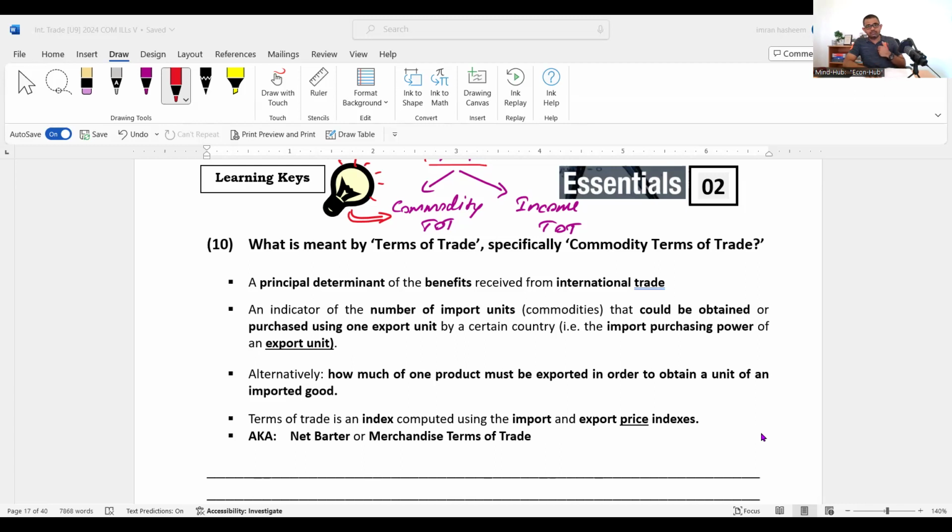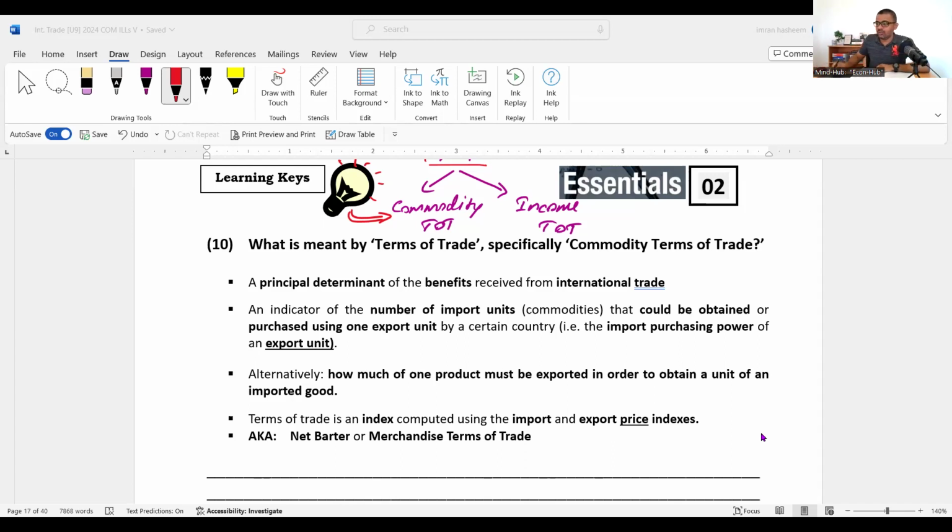So if terms of trade is appreciating or favorable, that means we are benefiting more from international trade. Because what we earn from the world, we can import more goods from the world. Listen carefully: if a country's terms of trade is improving, that country is able to import more from the rest of the world from the income it earned from the price it got for its exports. That is the concept. Got it?